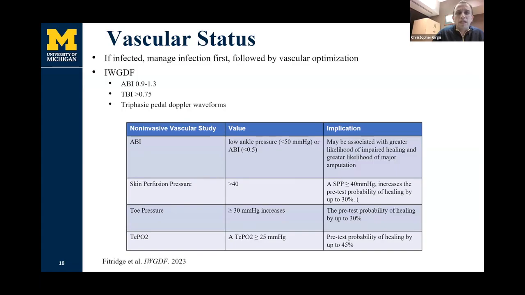And so it's a combination of things. We're going to look at their ABIs, we're going to look at their TBIs, we're going to look at the toe pressures, and then we're going to look at the TcPO2s, all of which will kind of help us determine the patient's ability to heal. And so all these things are important that we consider prior to taking the patient to surgery. But it's important to note that if a patient is infected, we go ahead and manage that infection first. So, manage the infection first, whether that be an I&D or an open amputation, and then follow that by the vascular optimization.